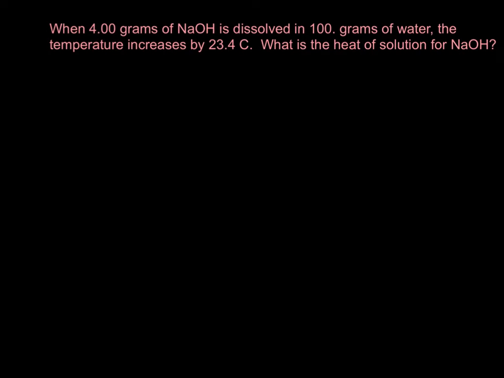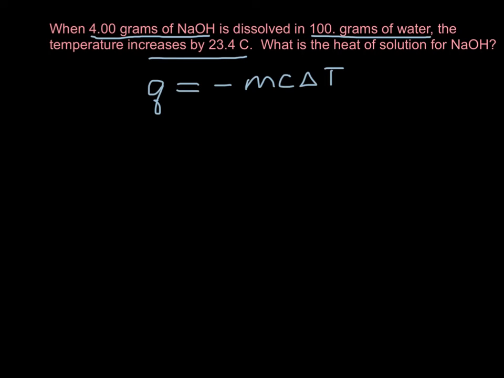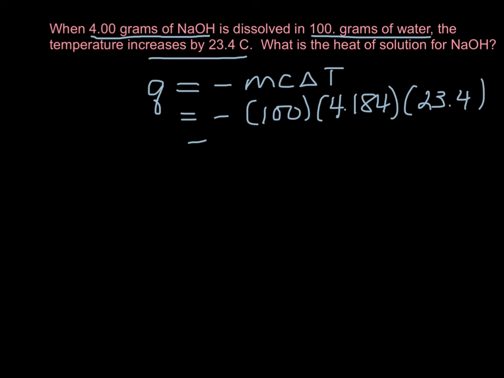What would a mathematical problem look like here? When I dissolve 4 grams of NaOH in 100 grams of water, the temperature increases by 23.4 degrees Celsius. What's the heat of solution for NaOH? So we're talking about calorimetry here. The heat is minus mc delta T. Now the thing changing temperature is the water. So minus the mass of the water, times the specific heat capacity of water, times the change in temperature of the water. And if you do that, you get minus 19,037 joules, or negative 19.0 kilojoules.